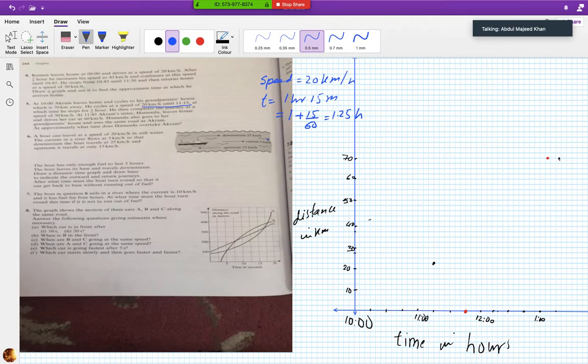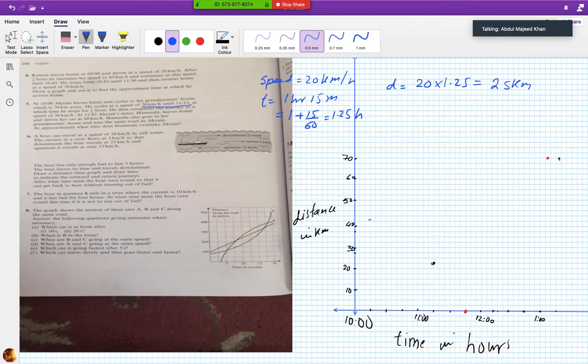So I'm going to find the distance he travels in this time. So distance he travels is speed multiplied by the time. So 20 times 1.25, so the answer is 25 kilometer. So he travels 25 kilometers in 1 hour and 15 minutes. So here you can see this is 1 hour, this is 11:15, and he travels 25 kilometers. Okay, so I put the point here.